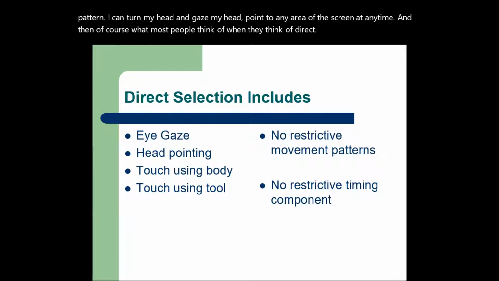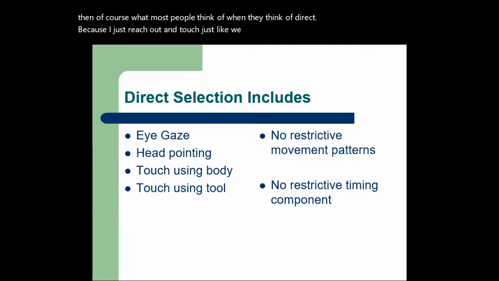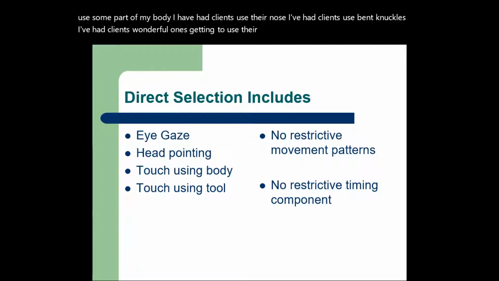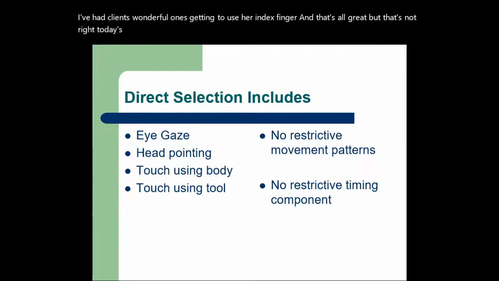And then, of course, what most people think of when they think of direct select is I just reach out and touch, just like we do on any kind of touchscreen device, where I use some part of my body. I've had clients use their nose. I've had clients use bent knuckles. I've had clients, wonderful ones, get to use their index finger, and that's all great, but that's not today's conversation. The easy ones don't need alternate access, but know that you can touch with multiple parts of the body. And then don't forget that we could use a tool.